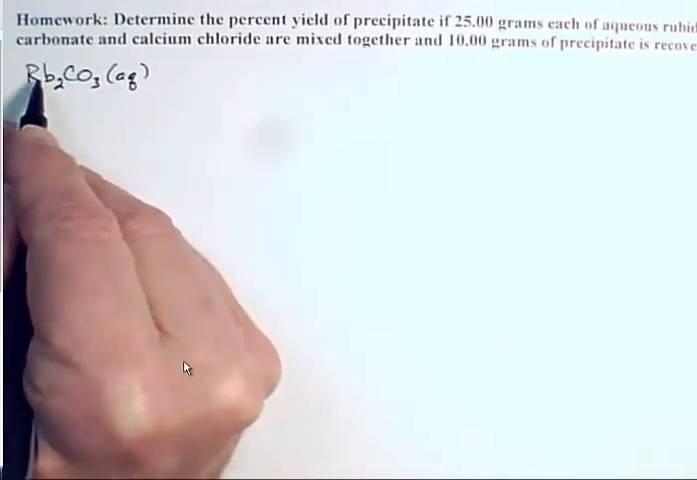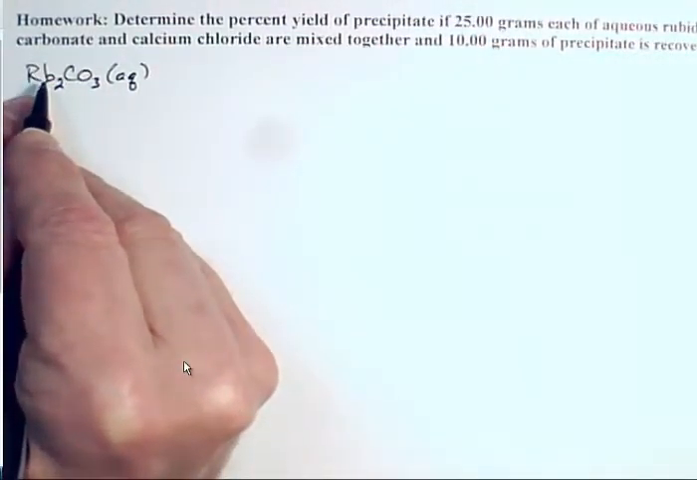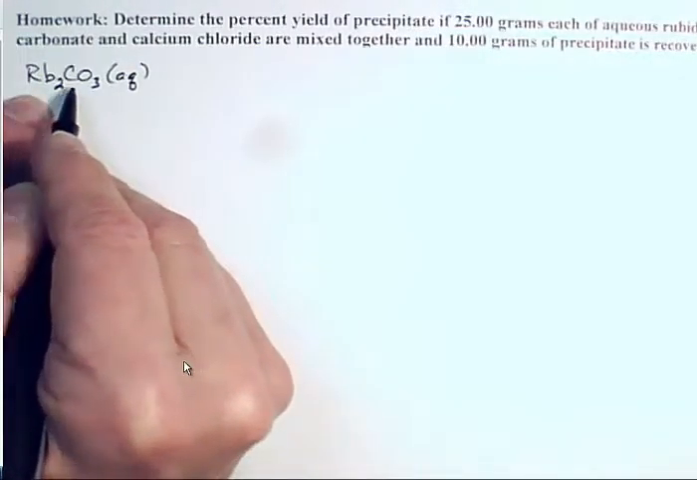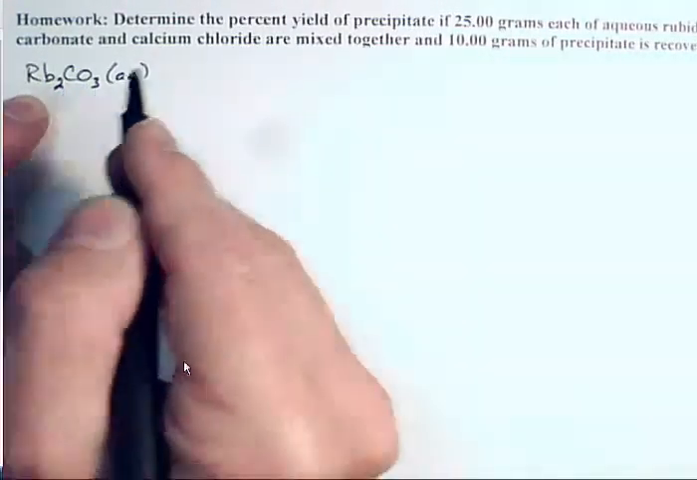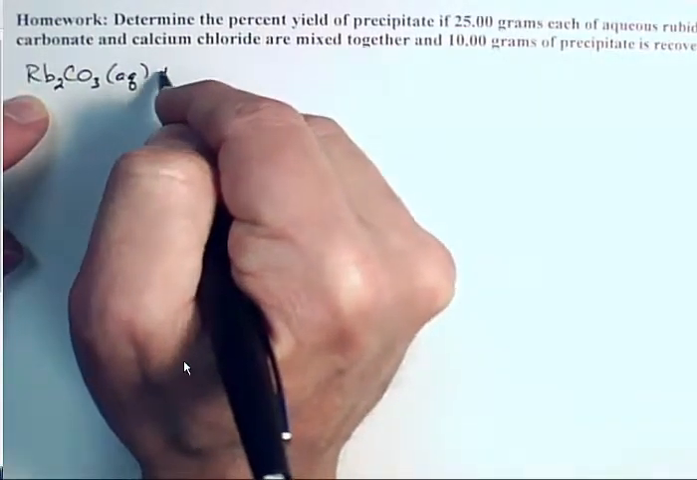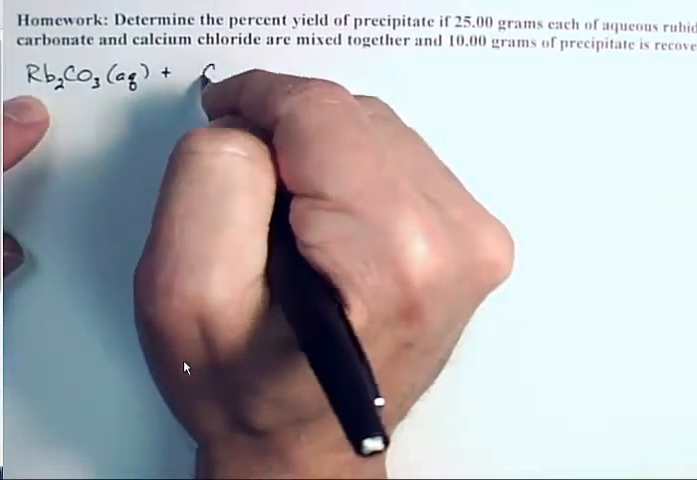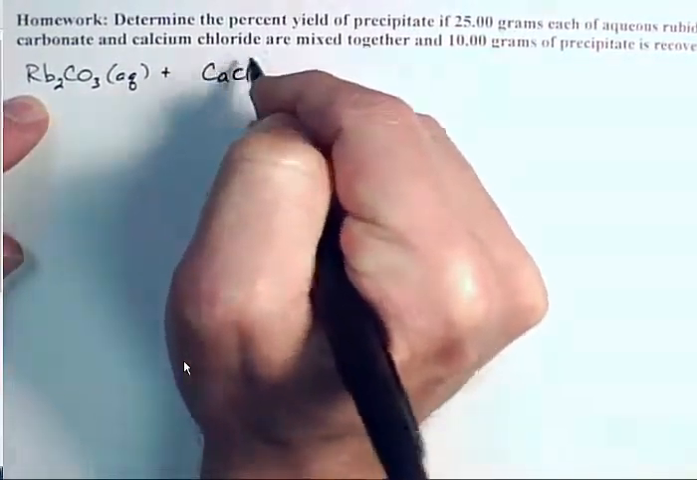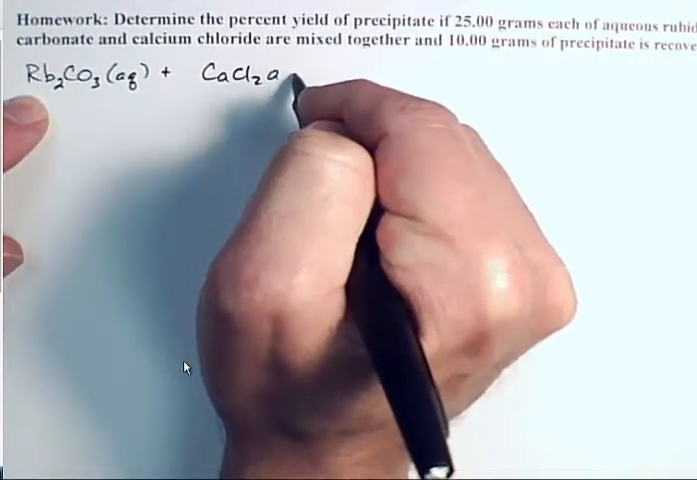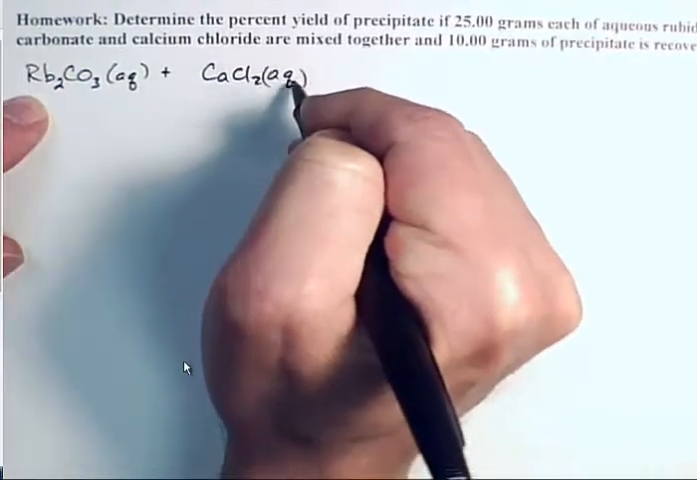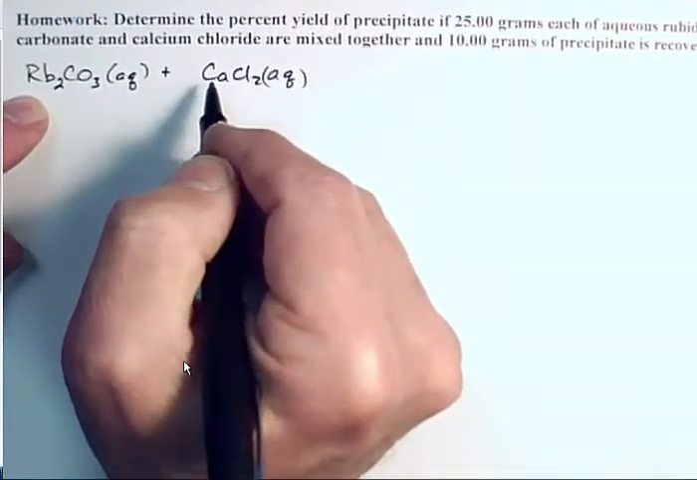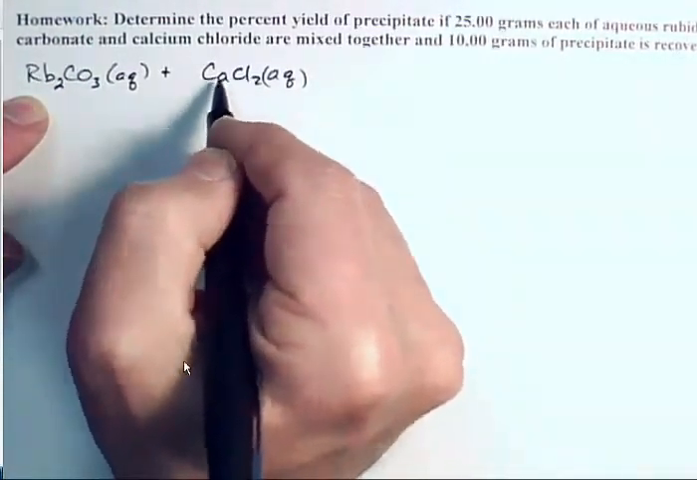It also says that group 1 metal salts, and rubidium is in group 1 or column 1 of the periodic table, are always soluble, so in water it's aqueous. And we're going to have another reactant here, calcium chloride. And it's aqueous, it says. It's also true that chlorides are mostly soluble, and there's no exception for calcium, so by definition this should be aqueous as well.